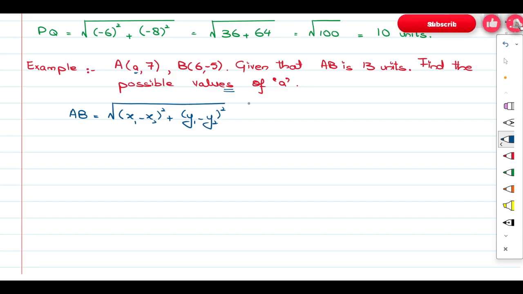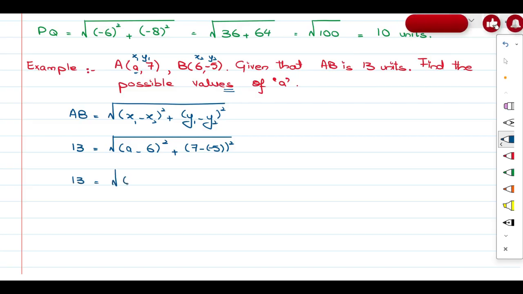Okay, now the distance is 13 units and this point is my x1, y1, this is my x2 and y2. Square root of (x1 minus x2), which is (a minus 6) whole square, plus (7 minus minus 5) whole square. All right, now this is 13 and here we have root of (a minus 6) whole square plus (7 minus minus 5, which is plus, 7 plus 5) whole square.